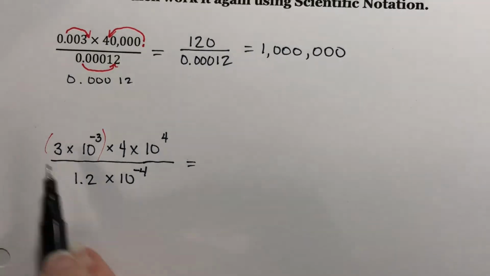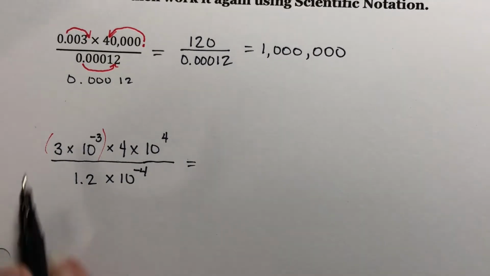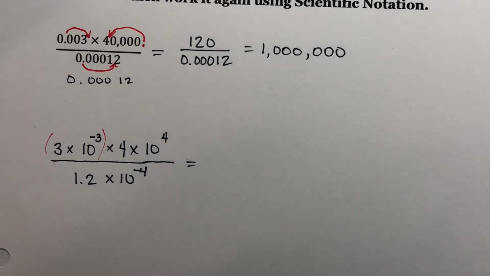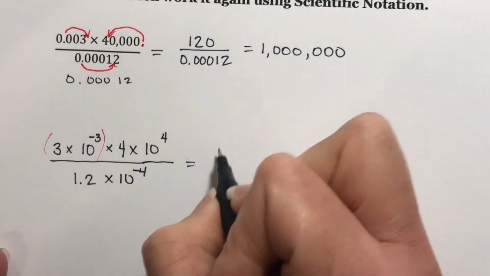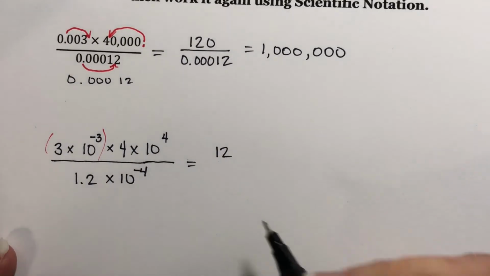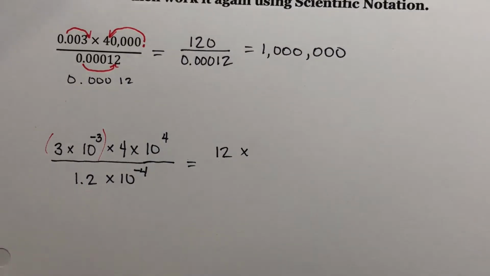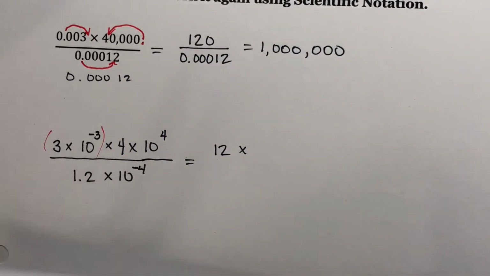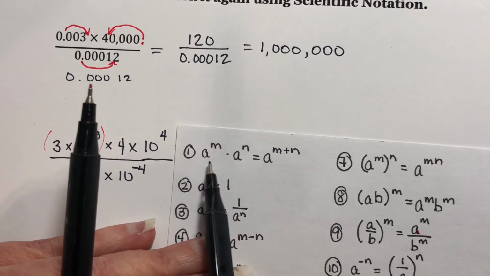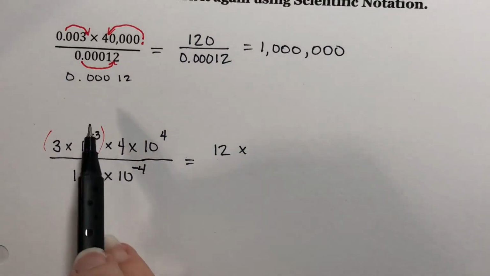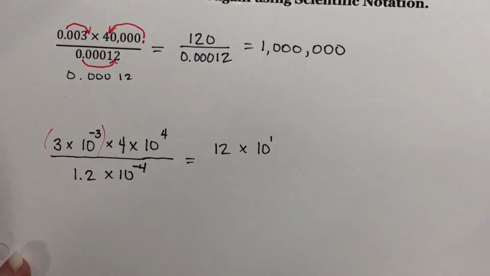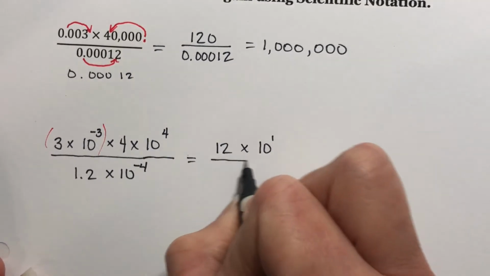Now, this is all multiplication. Every single bit of this is multiplication, so I can rearrange things and multiply things however I want to. So I'm going to do 3 times 4 to get 12 times. Now I'm multiplying 10 to the negative 3 times 10 to the 4th. By property number 1, I add those exponents. Negative 3 plus 4 is 10 to the first power.